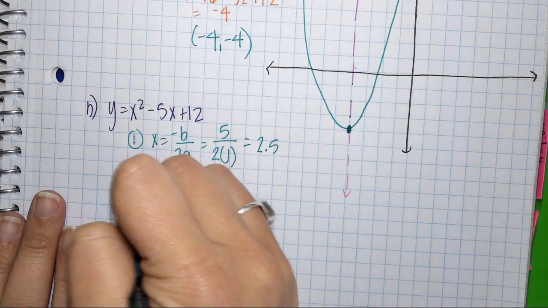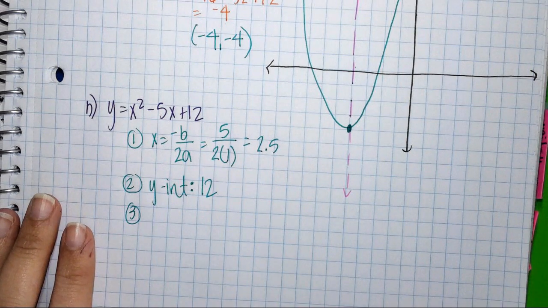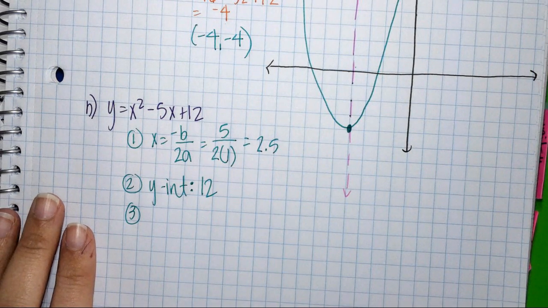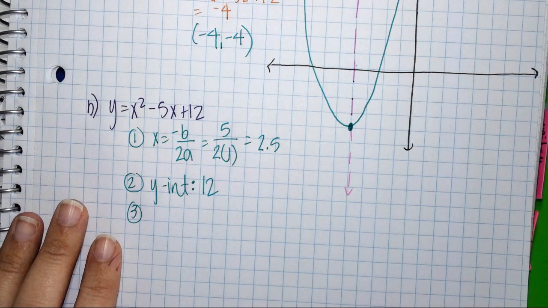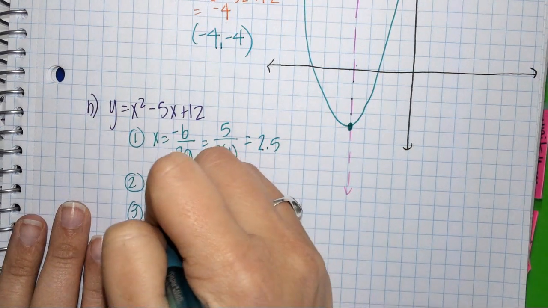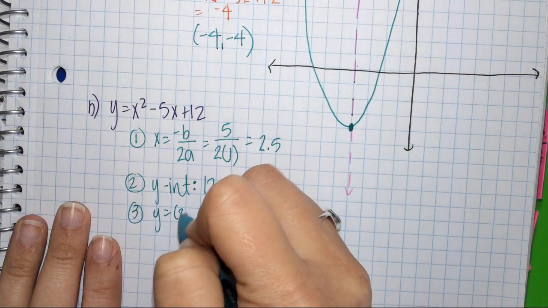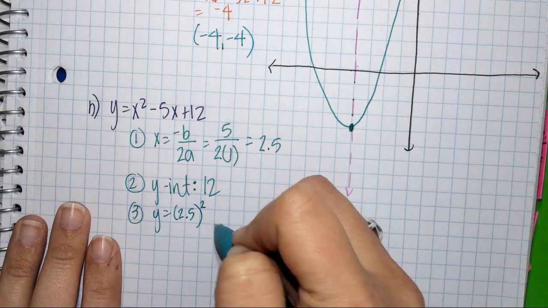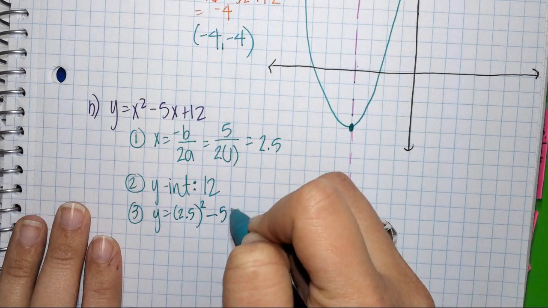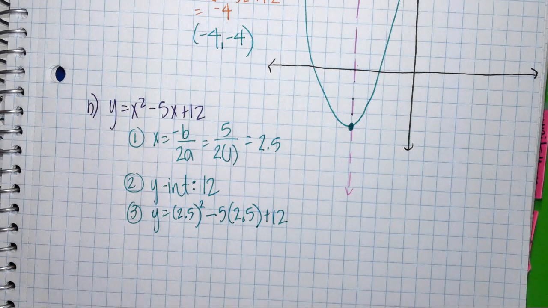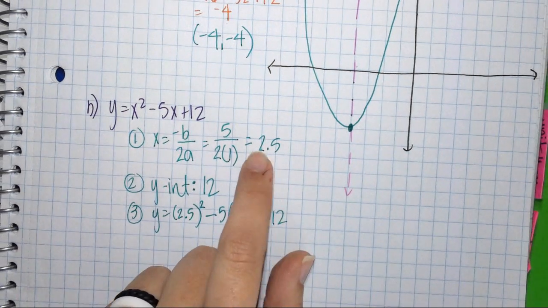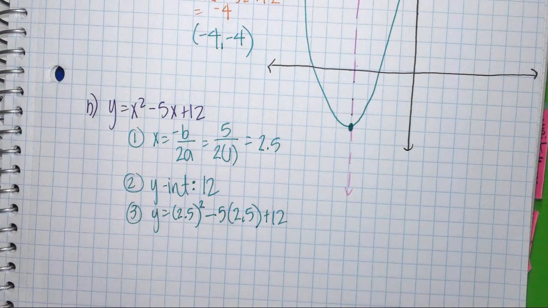Find your vertex. Okay, how do we find our vertex? Put in Y equals. 2.5, 2 minus 5 parentheses 2.5 plus 12. Good. Take a point. So you plug in X.